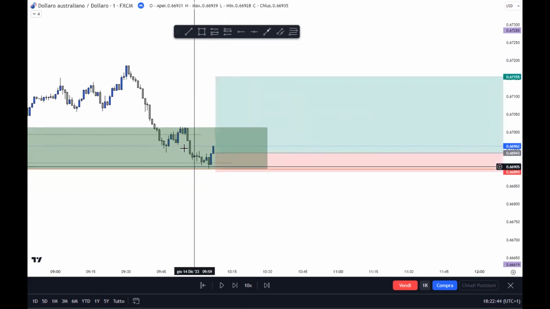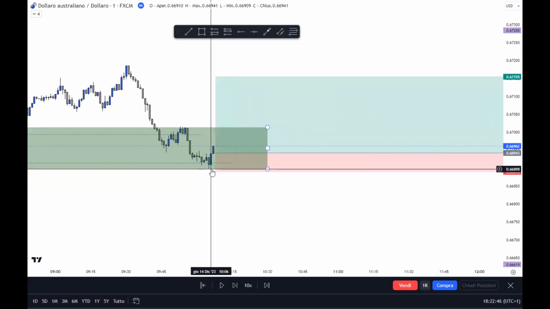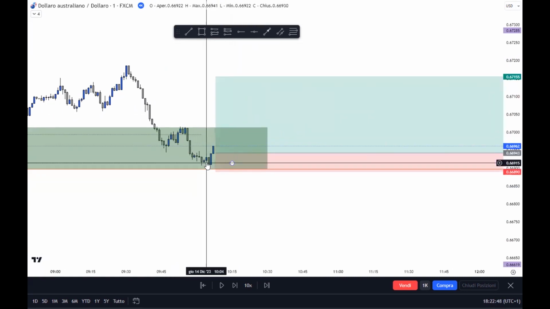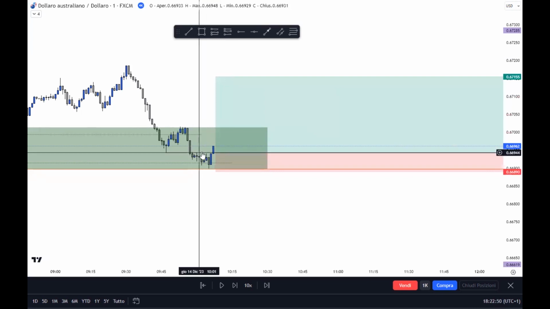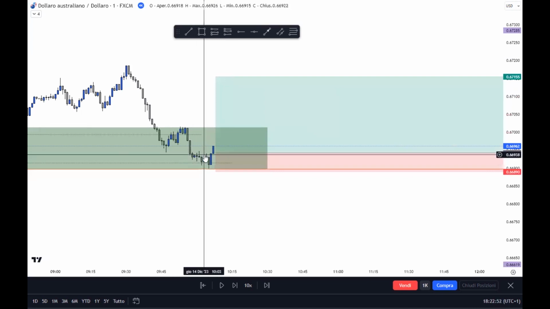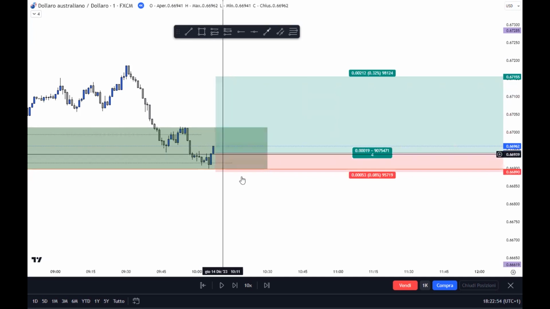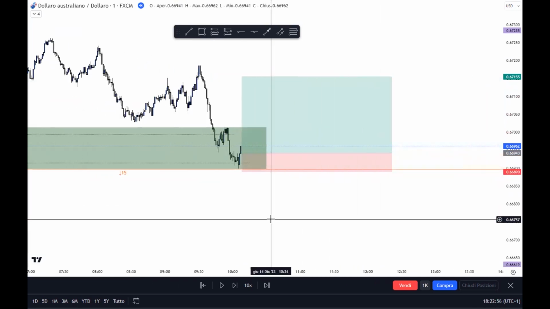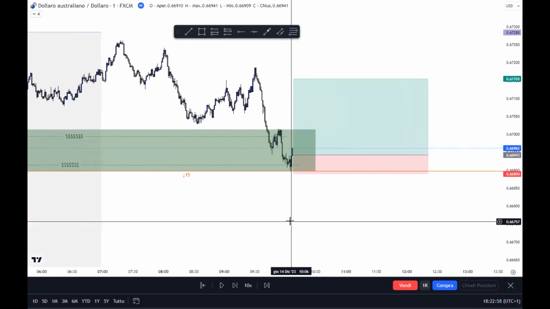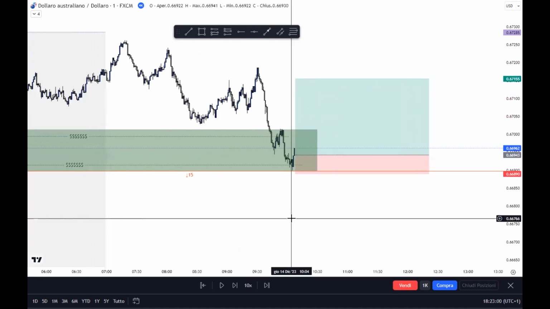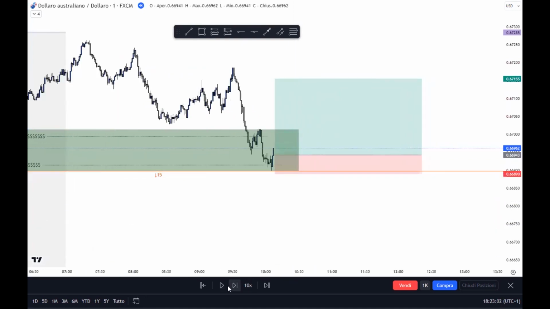Why? Because here we have the breakout structure down. What caused the breakout structure? This guy here. So we should be waiting for the price to break up here before jumping into the trade, and that's what happened. This was a sniper entry. If you want to learn about a sniper entry, this is a sniper entry.